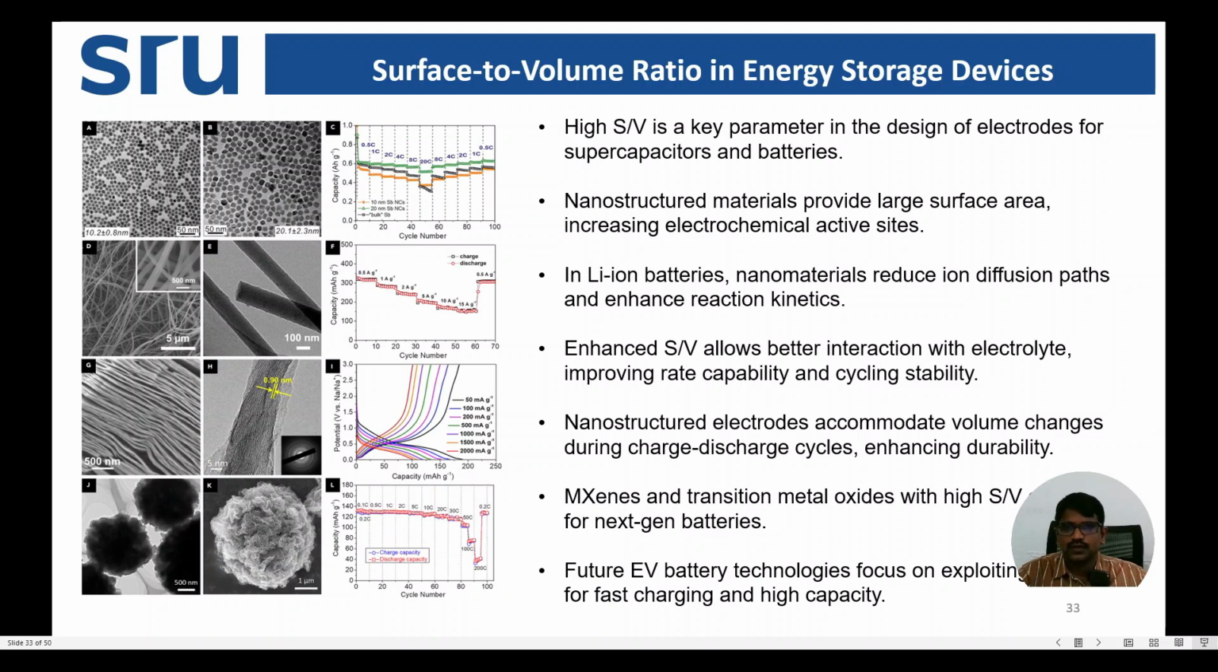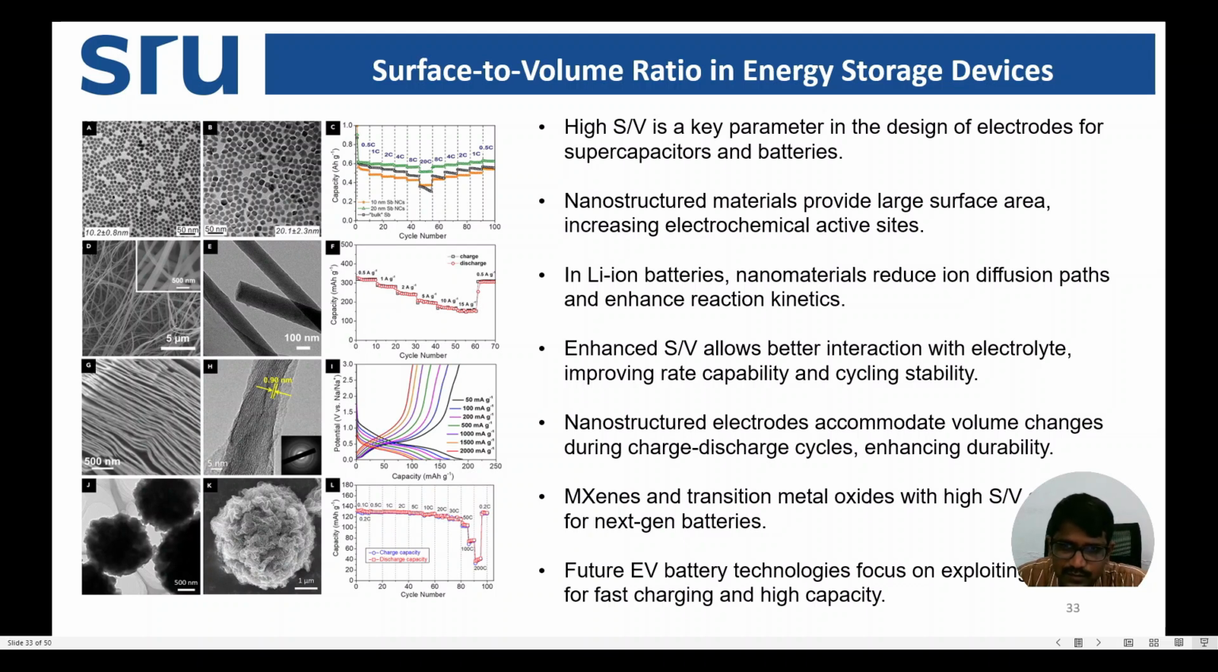For the most efficient electric vehicle, we need a good battery. A good battery means it should store more energy, so it should have high energy density and high power density. For this purpose, we should make electrodes with nanomaterials which have a higher surface to volume ratio.